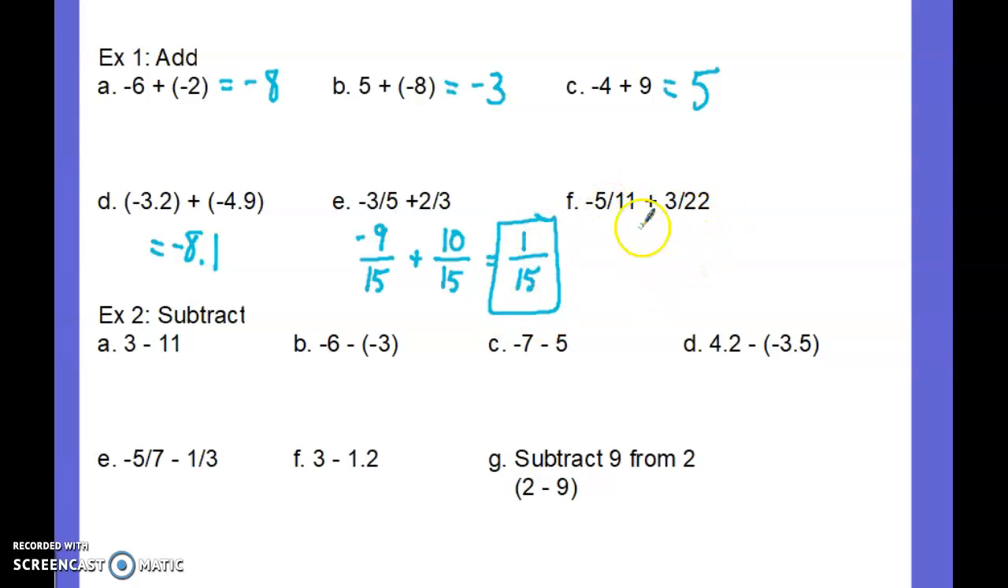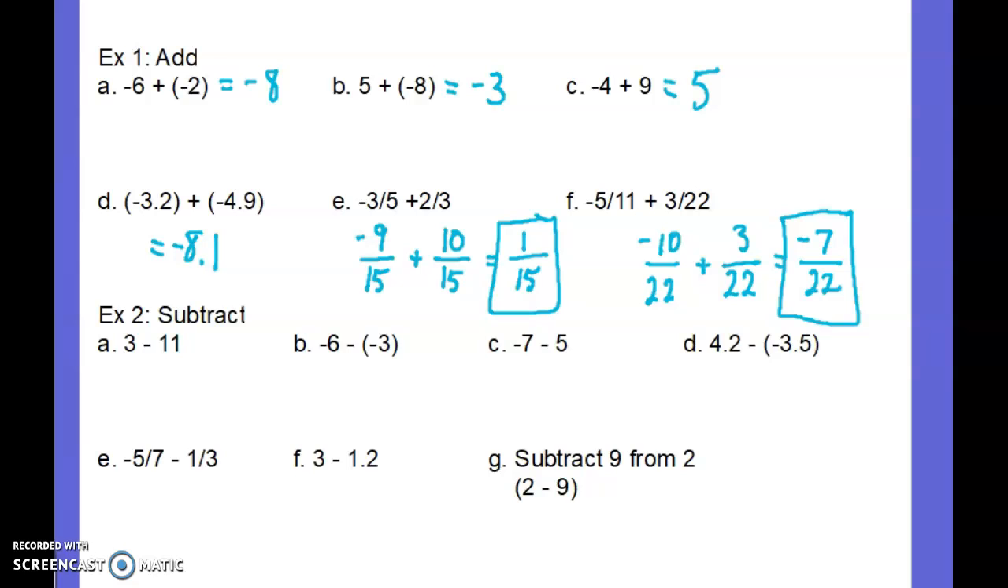And here's another one where you don't necessarily have to multiply them together. You can just change the left fraction to have a denominator of 22, and that's by doubling it. So that would be -10/22 plus 3/22 is -7/22. Again, feel free to use a calculator. Nothing wrong with that. So subtraction, 3 minus 11, that's -8.